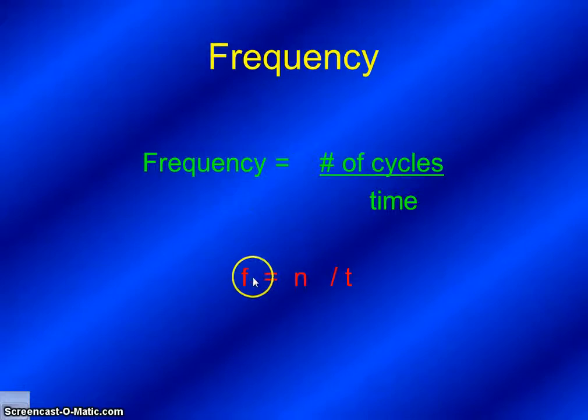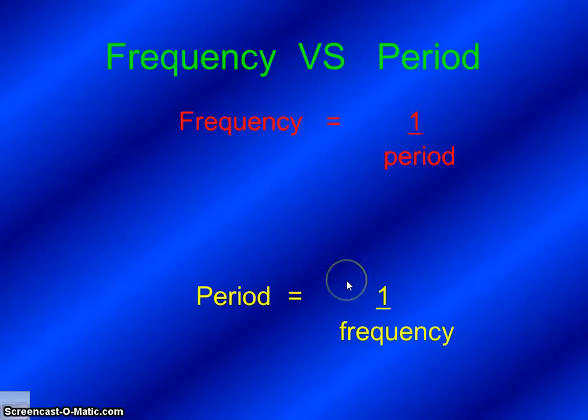f is your frequency. It's usually a small f. It could be printed or cursive depending on what book you're looking at. n is the number of cycles and t is time. Now, frequency and period are the inverse of each other. That's what they're trying to show you here. So if the period was 5 seconds, your frequency would be 1 over 5. The same thing is true for period. If the frequency were 3, the period would be 1 over 3.